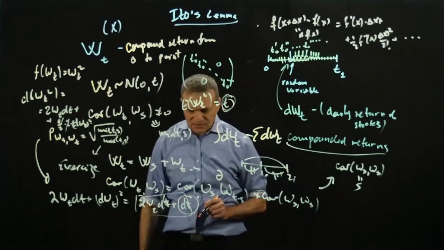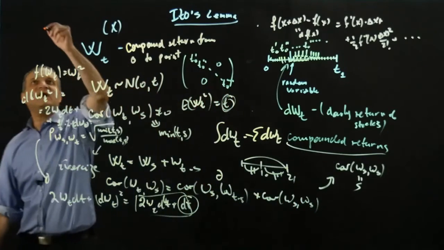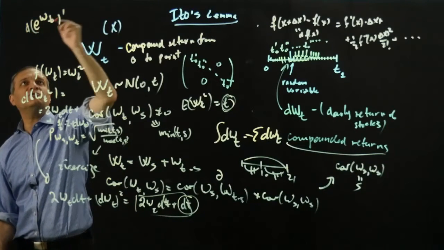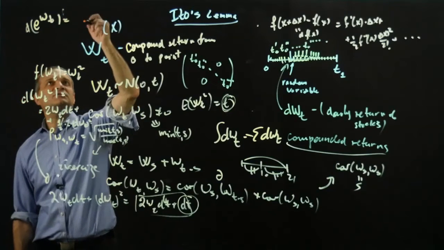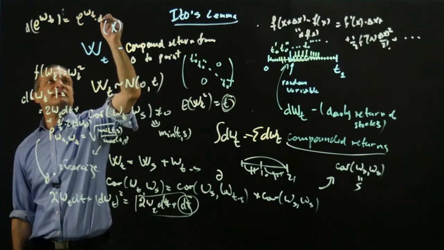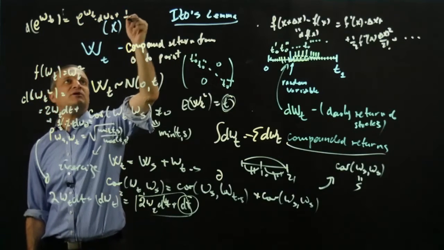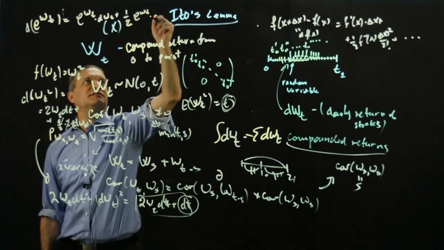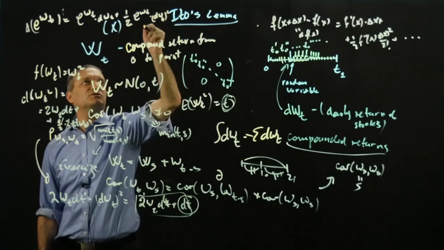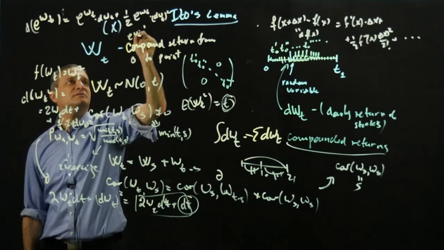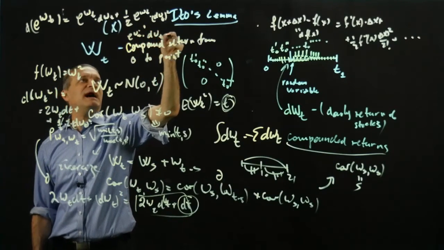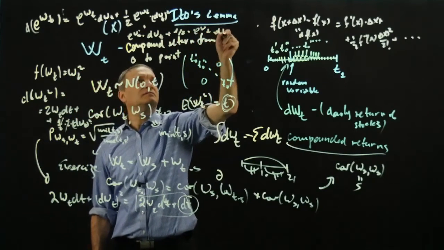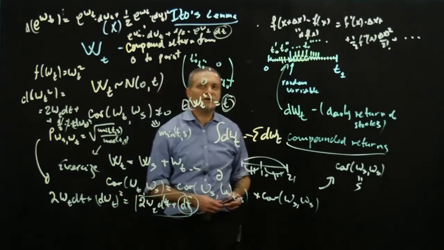If you, for example, take another function, say e to the W_T, it will be the same logic. If you look at d of e to the W_T, what do you get? You get e to the W_T times dW_T, and then the second derivative is 1 over 2 factorial e to the W_T dW_T squared, which is going to be e to the W_T dW_T plus half times e to the W_T times dt. So this dt once again creeps in.